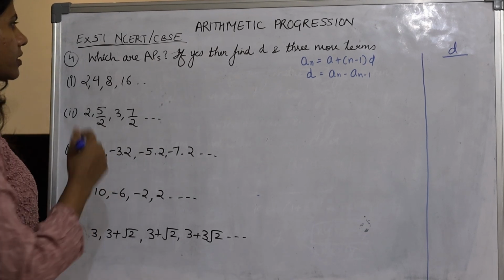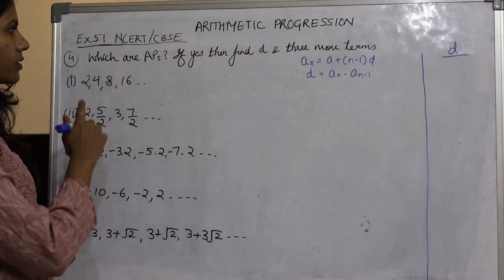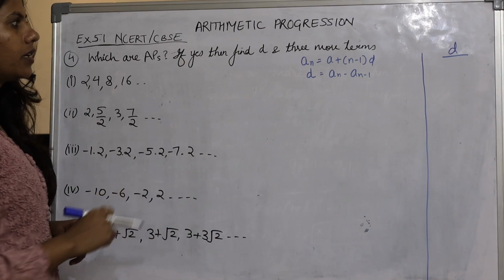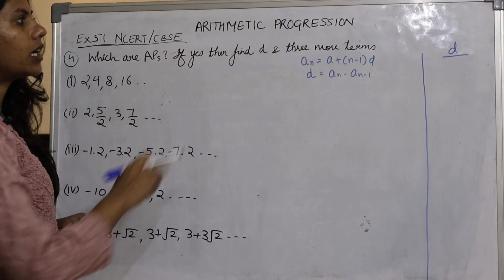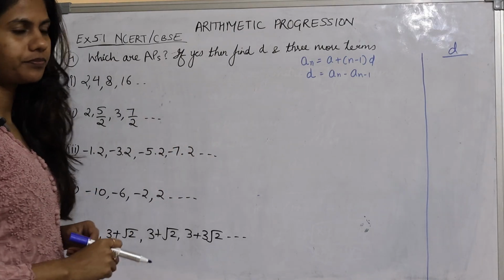Hi all, let's start with the fourth question. The question is, which of these are APs, and if it is an AP then we have to find the D. D is the common difference, and we have to find the three more terms.